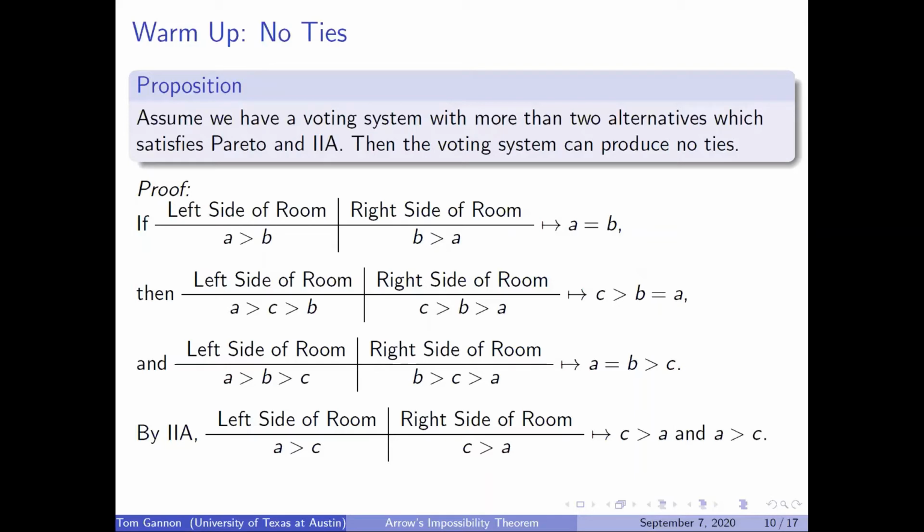Are there any other questions? We found our contradiction, right? So therefore, there can't be any ties. So by the way, for everyone who asked, if your voting system has a tie, then it cannot satisfy both these conditions. This is a proof.